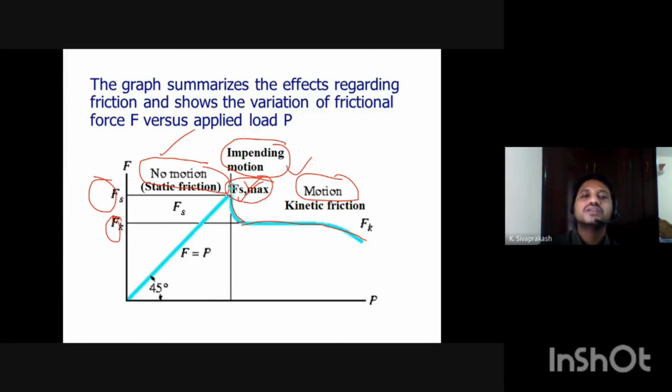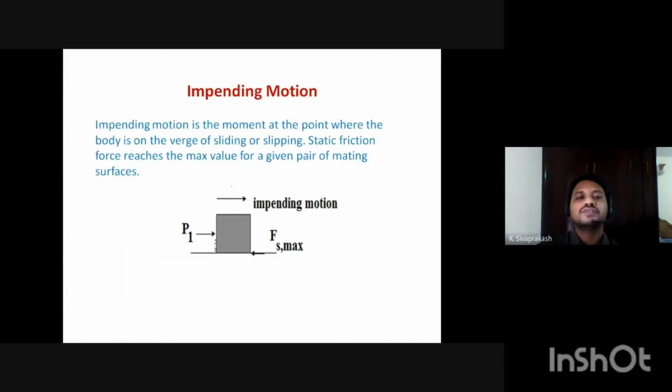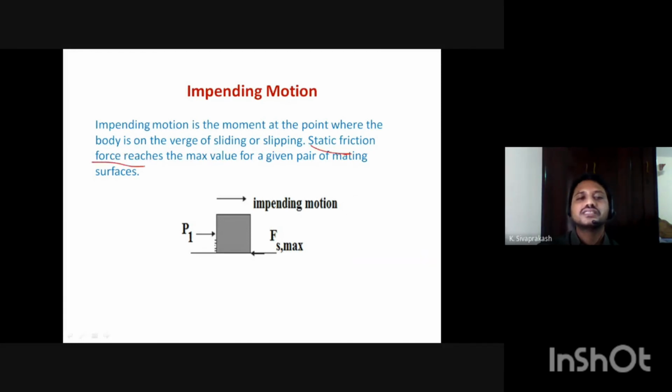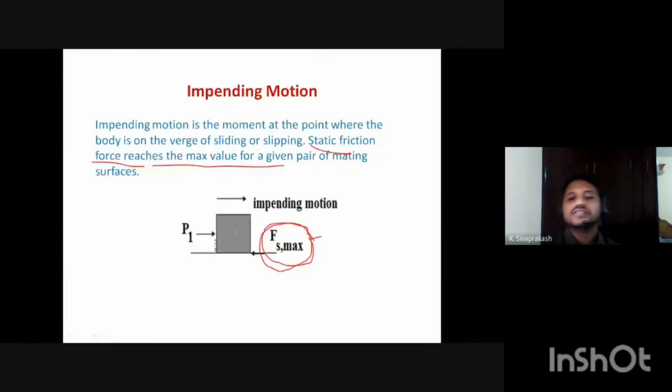Impending motion you can define as the movement at the point where the body is on the verge of sliding. At that moment, there is a sliding or slipping of the body. The static friction force reaches its maximum value, known as the limiting friction. At the limiting friction point, where the body is on the verge of sliding or starts to slide, that moment is known as the impending motion.